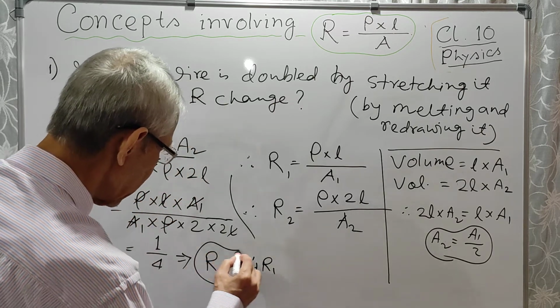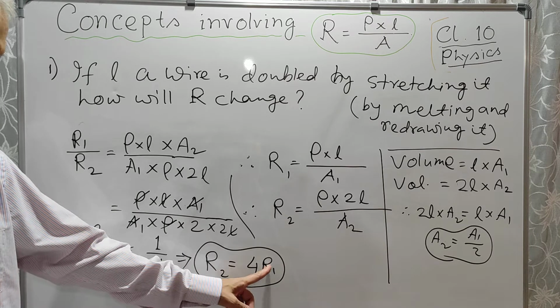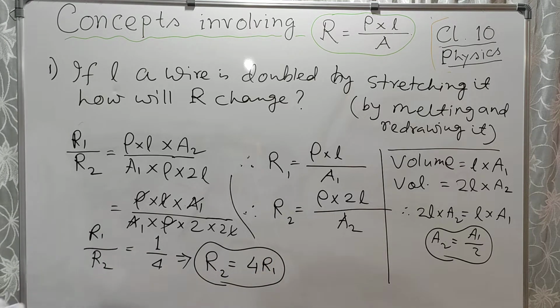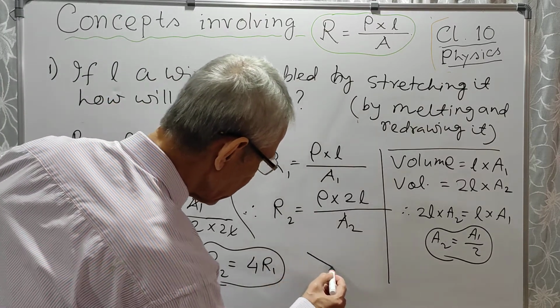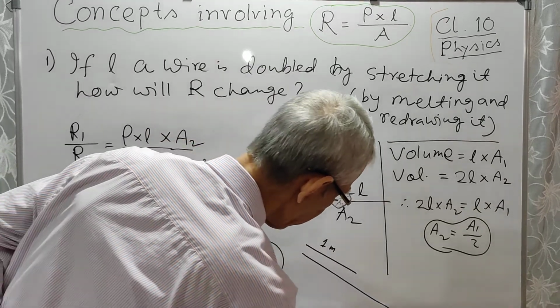So this is the relation between the new resistance of the new wire and the old resistance of the old wire. Now see the new resistance. Now the original wire is this one. Suppose this is 1 meter. Now by pulling, you have made it 2 meters.